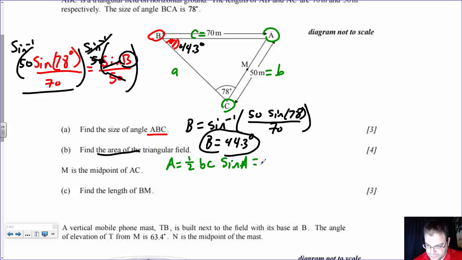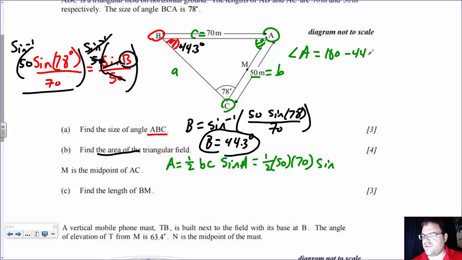All right, so just plug in what you know. I know 1/2, obviously, but B is going to be called 50. And C, I'm going to call that 70. And then sine of angle A. The only trouble is I don't really know what angle A is. But I do know that all the angles have to add up to 180. So technically angle A right here is equal to 180 minus 44.3 and then minus 78.